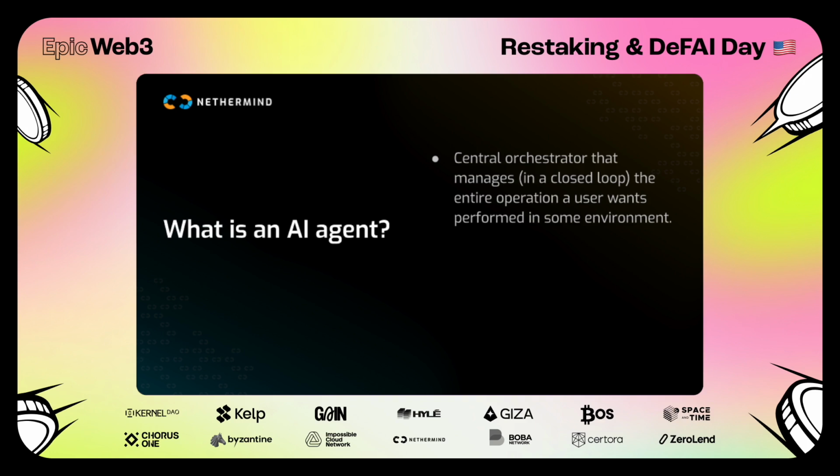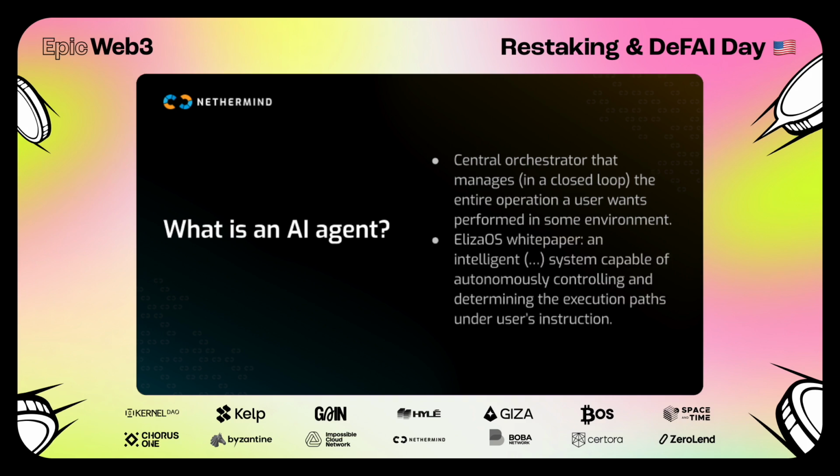First of all, just for the sake of completeness, probably everyone who has a Twitter account has been exposed to this concept already over the past couple of months, but what is an AI agent? Let us define it as, and this is from one of EigenLayer's blog posts, actually, that I will refer to next, a central orchestrator that manages, in a closed loop, the entire operation that a user wants to perform in some environment. Another definition that focuses a little bit more on the intelligence part, in the ELIZA OS white paper, is an intelligent system that's capable of autonomously controlling and determining the execution paths under the user's instruction.